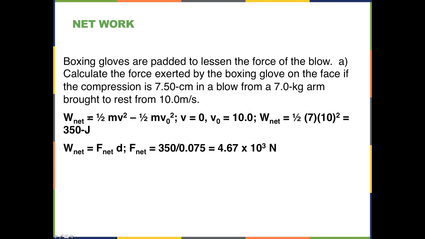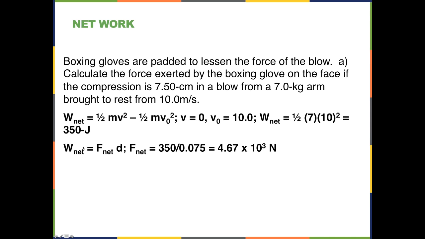And here's how you do it. So the net work, and here's the work energy theorem that we just put in there. Now the final velocity is 0. It goes from 10 to 0. So V is equal to 0. V0 is 10. So the work net is equal to 1/2 times 7, which is the mass of the arm, times 10 squared, or 350 joules.